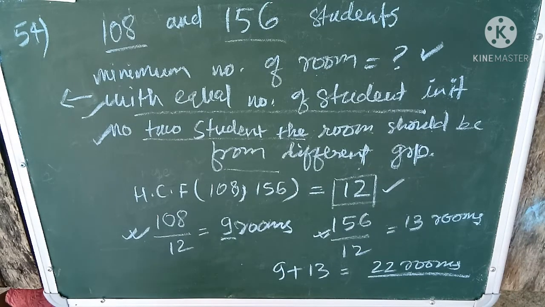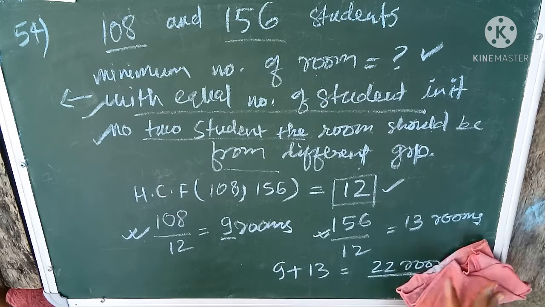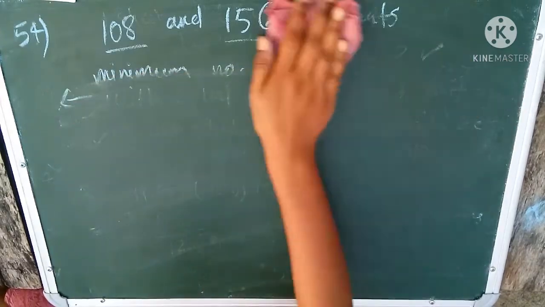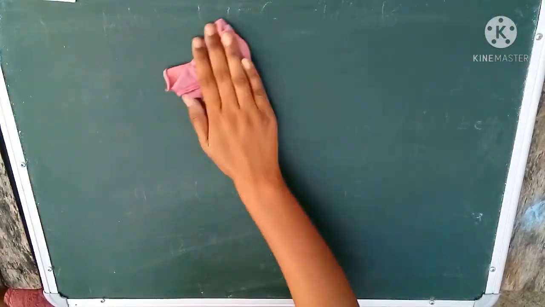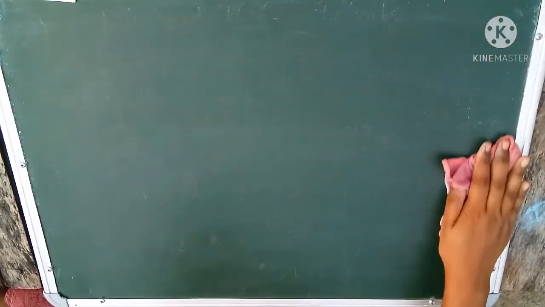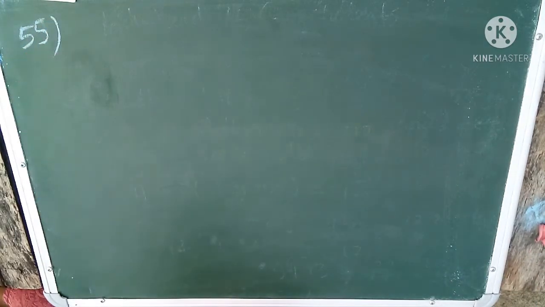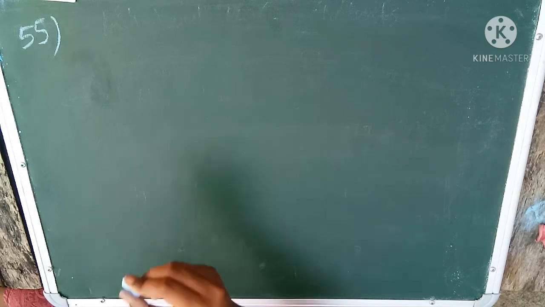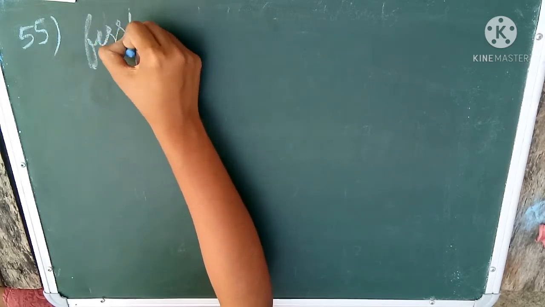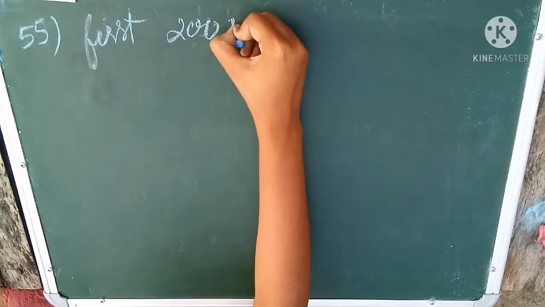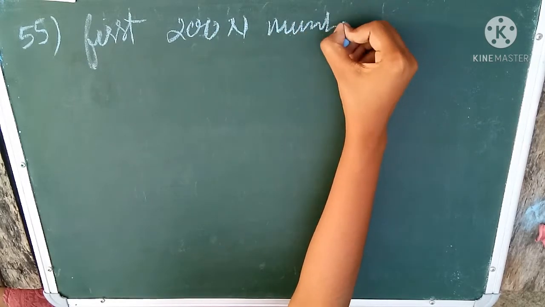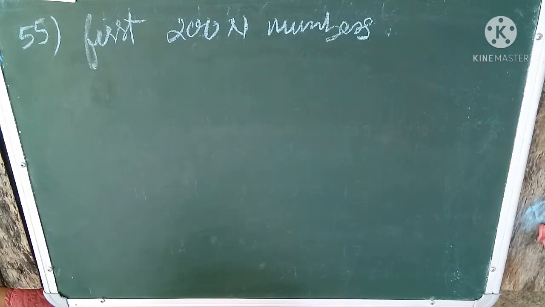The next question we have is question number 55. Question number 55 says that Alok wanted to type the first 200 natural numbers. So, how many times does he have to press the key? This question is similar to question number 52.